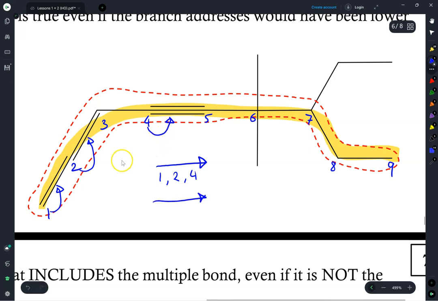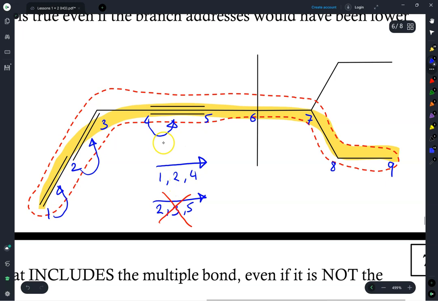Now, some students may ask, well, why can't you label this double bond as number 2 instead? And then you'd label this one as number 3, and then the triple bond would be number 5. Well, notice how this is a much lower number than this one. So right off the bat, I know I can't use this numbering system. I have to use 1, 2, 4 instead.